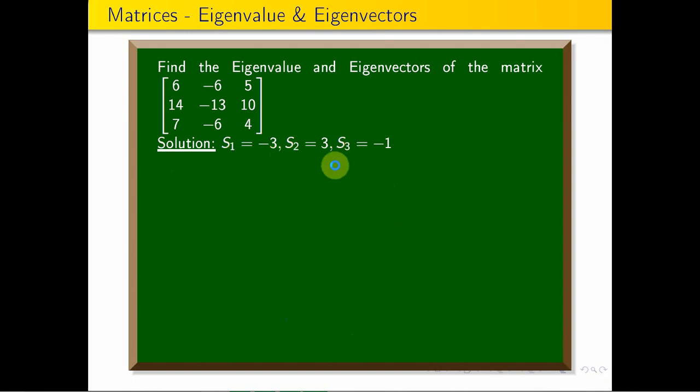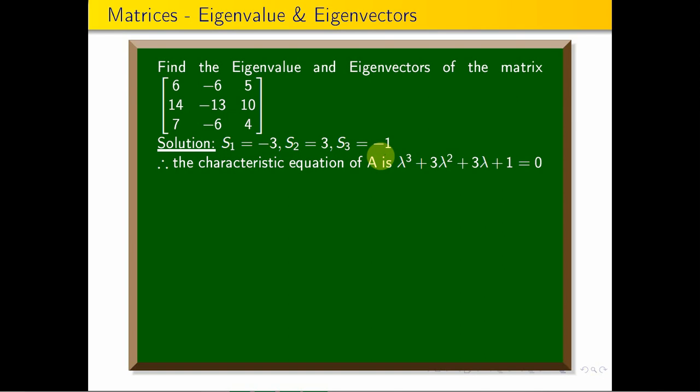Therefore, the characteristic equation is lambda cube minus S1 lambda square. Here S1 is minus 3, so minus of minus becomes plus: plus 3 lambda square plus 3 lambda minus S3. S3 we got minus 1, so minus of minus 1 gives plus 1. So plus 1 equal to 0. So first we found the characteristic equation.